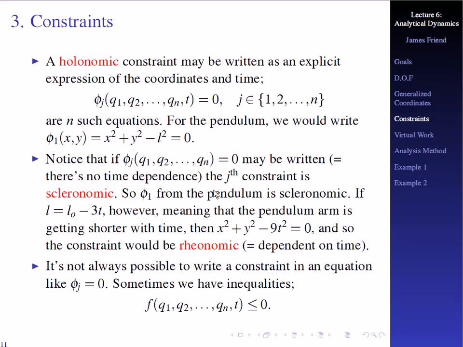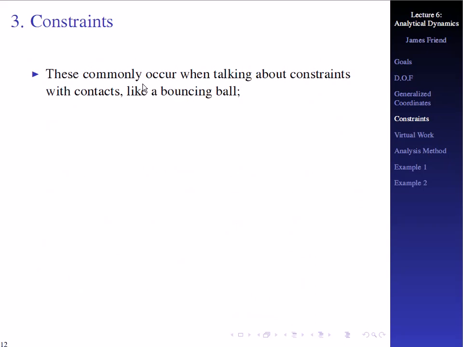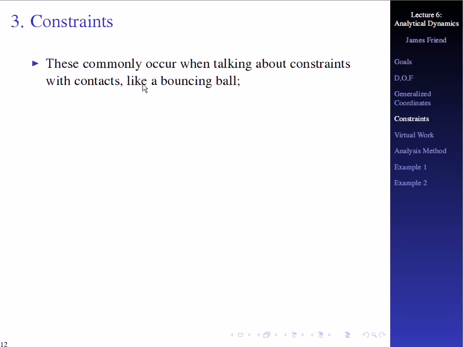It's not always possible to write a constraint in an equation like this up here at the top. We can't always write out holonomic constraints. Sometimes we have inequalities. These commonly occur when talking about constraints with contacts, like a bouncing ball. So something like these. Either the ball is on the surface or above it. On it or above it. Right? So we always would say that z is greater than or equal to 0.